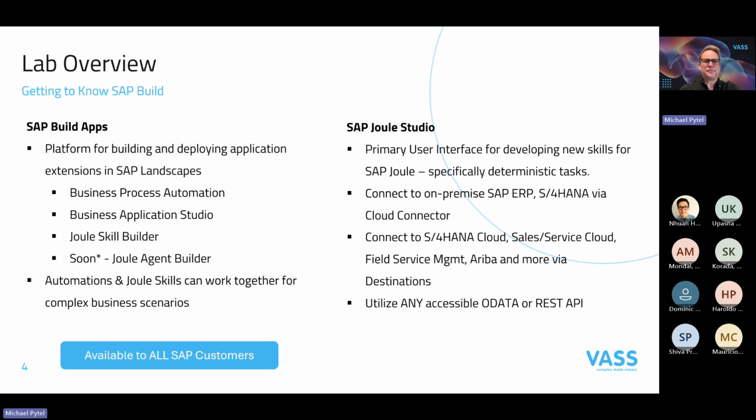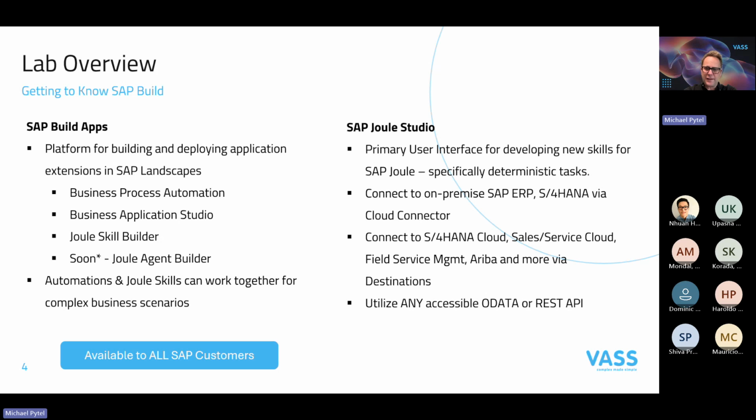So again, SAP Build Apps includes 4 major components, and SAP Joule Studio is where we're working today. Joule Studio is the primary UI for developing Joule skills. Specifically today, we're working on deterministic skills. A deterministic task has a clear beginning, a clear process, and a clear end. So the agent or the AI or the LLM doesn't have to figure anything out. You're going to give it all the tools that it needs to complete its task, and it has a clear start and a clear end.